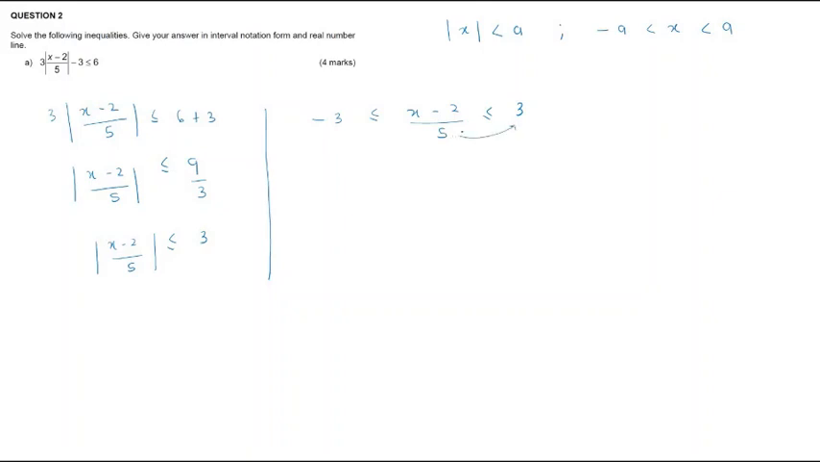Okay, let's start with 5. 5 multiplied by 3 is 15. 5 multiplied by negative 3 is negative 15. So in the middle, we are left with x minus 2. And then bring negative 2 to the right and also to the left. Negative 15 plus 2 less equal x less equal 15 plus 2. Negative 15 plus 2 is negative 13 less equal x less equal 17. So that is our answer in inequality form.